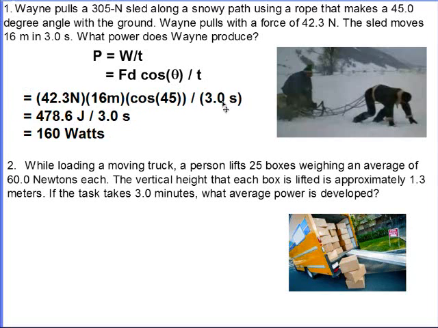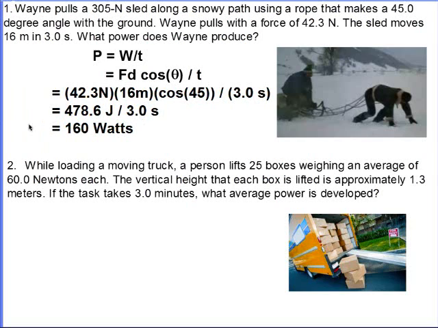And when I go through and plug in the numbers that were given to me here, I see that 42.3 newtons is the force that Wayne exerts. He pulls the sled 16 meters. The cosine of 45 degrees is needed because the angle of that rope is at an angle to the way that the object is moving, and so we have to take that component as we did before. And then divide that by 3 seconds. You see the work he did is 478 joules. And divide that by 3 seconds to get about 160 watts.